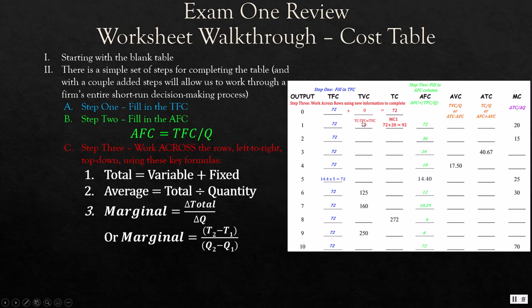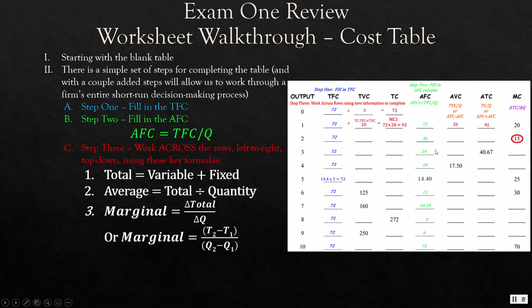That new total cost minus the total fixed cost of 72, 92 minus 72 leaves me with 20 as my total variable cost. And then I can take that total variable cost and total cost, divide them both by the quantity of 1, and they give me the average values.